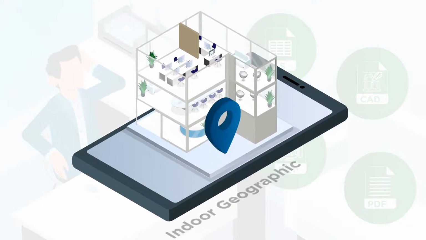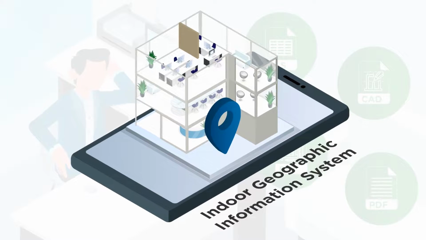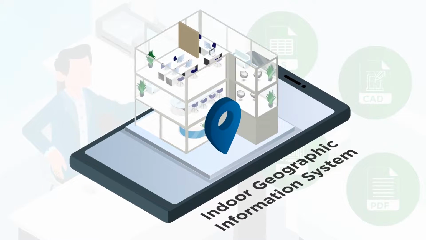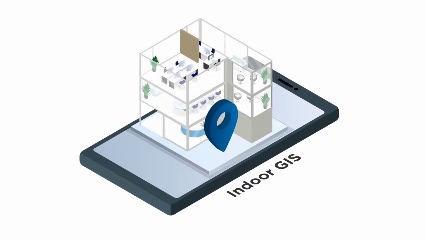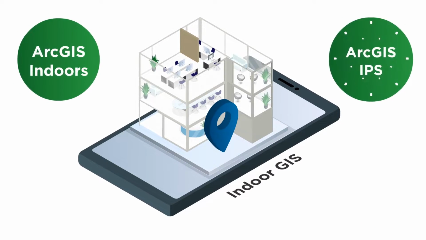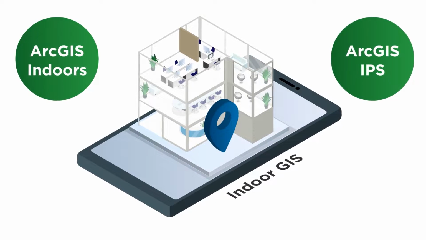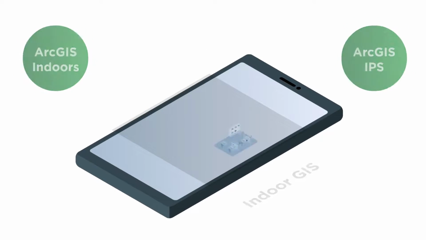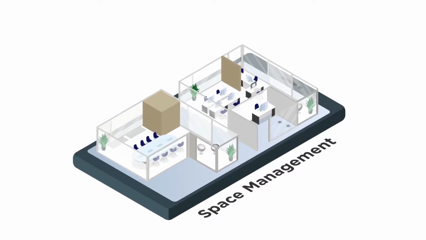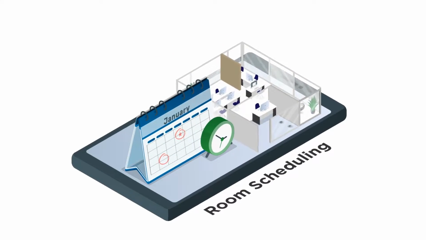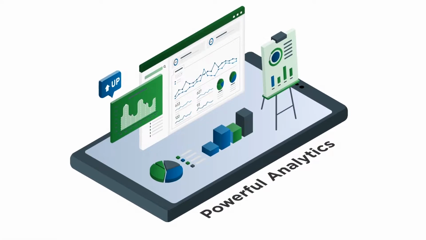Modernize your facilities today with an indoor geographic information system, also called an indoor GIS. With indoor GIS, powered by ArcGIS Indoors and ArcGIS IPS, transform your facilities with indoor mapping, wayfinding, space management, room scheduling, powerful analytics, and more.